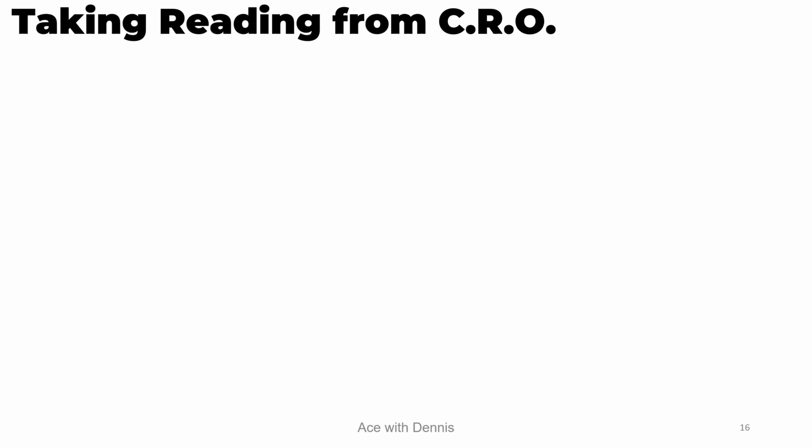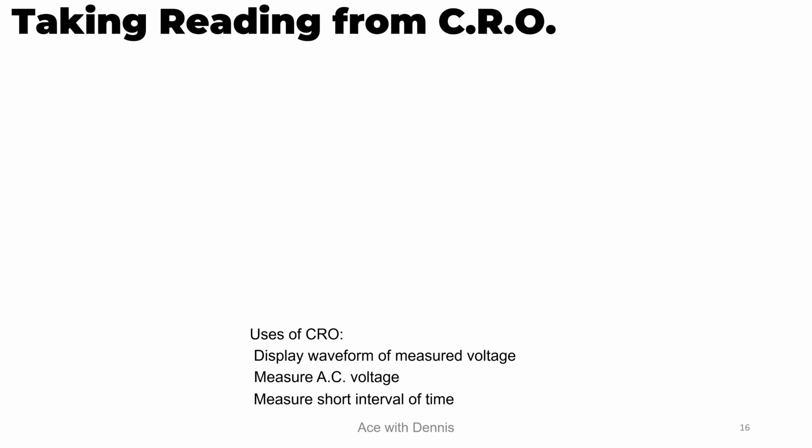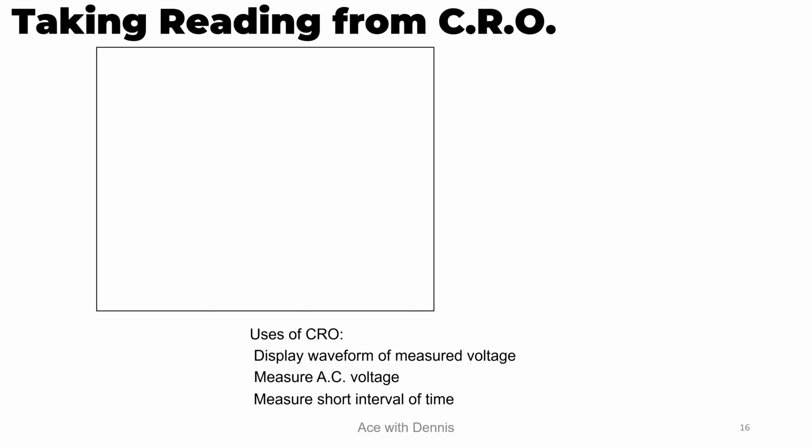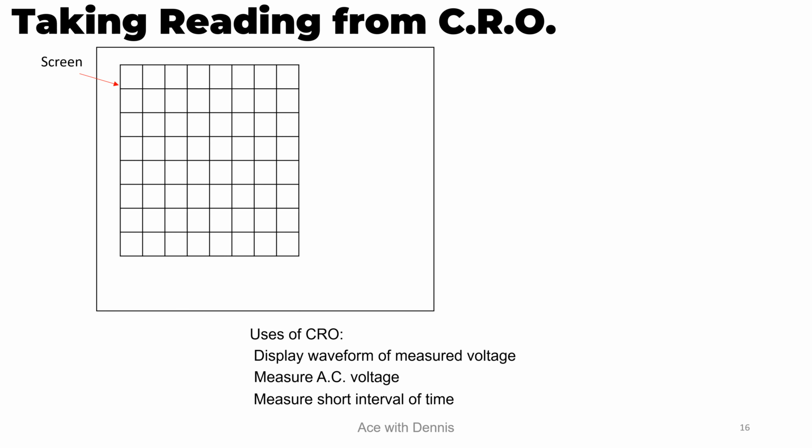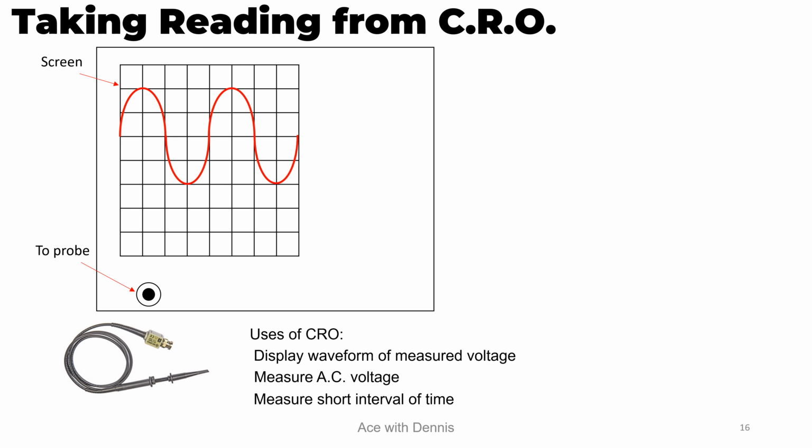Taking readings from a CRO. Let's discuss the uses of a CRO. A CRO is used to display the waveform of the voltage that we are measuring. It is also used to measure AC voltage and to measure short intervals of time, which can be in the milliseconds range. Now, here is the look of the panel. We have the grid or the screen, which shows the waveform, and there is a connector connected to the probe, where this probe will probe on the point that we want to measure.